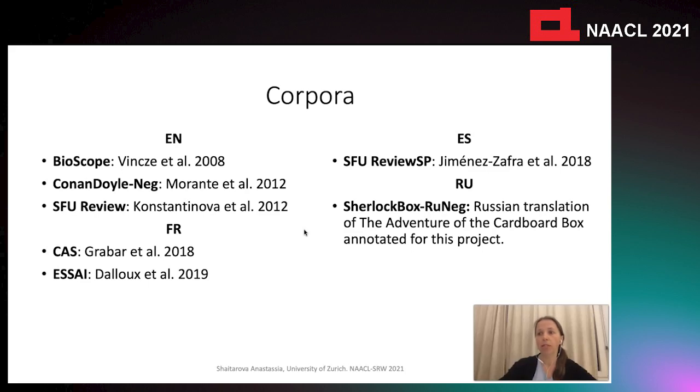We based this decision on a successful cross-corpora knowledge transfer for negation detection by Candelval et al. in 2020. The Spanish corpus is a Spanish counterpart of SFU Review and also contains online reviews. The French corpus contains clinical texts. In order to work with Russian, we annotated a Russian translation of a short story about Sherlock Holmes, which is also included in the Conan Doyle Neg corpus.